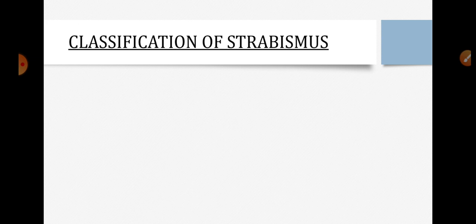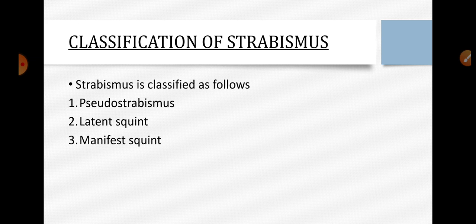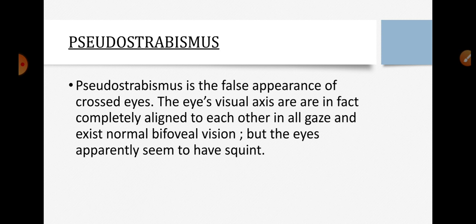Now, classification of strabismus. Strabismus can be classified as follows. Strabismus is of three types: pseudostrabismus, latent squint or heterophoria, and manifest squint or heterotropia. Pseudostrabismus. Pseudostrabismus is when the two eyes seem to be strabismic, but actually they are normal. Their appearance looks like a strabismic eye. Pseudostrabismus is of two types: pseudoesotropia and pseudoexotropia.